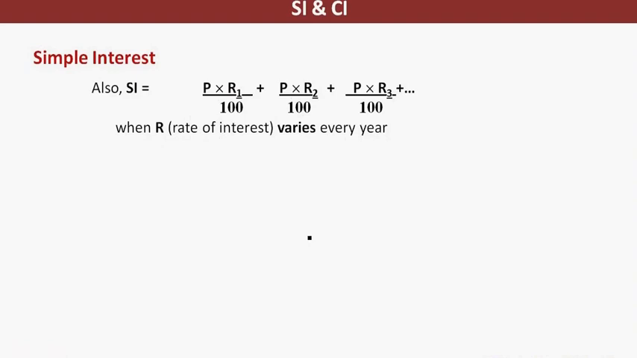In case the rates are varying every year, it is not necessary that the rates would remain the same. In case the rates are varying, obviously the simple interest would not remain the same and it would vary across the years as well. So the simple interest for the first year will be calculated as rate on the initial principal.